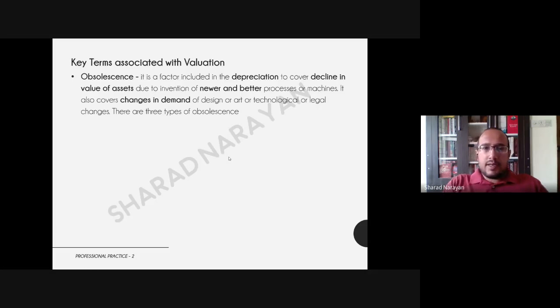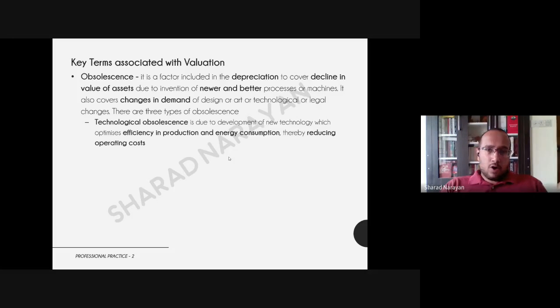So the next thing that we look at are the three types of obsolescence. The first one we have already talked about, technological obsolescence, where it develops new technology, optimizing efficiency in production, energy consumption, and reducing operating costs. All right. So that is very key over here. We have to talk about a reduction in operation costs.